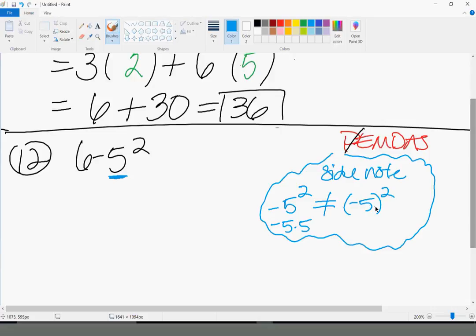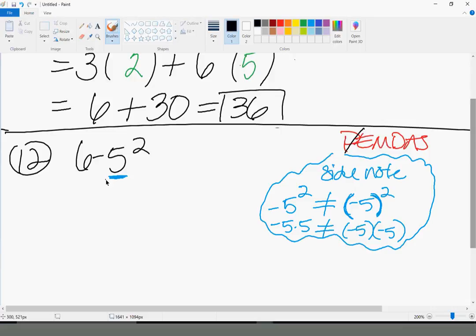Okay? What this is saying on the right is, the parentheses is directly to the left, so that means that what's in the parentheses is the base. So this is saying negative 5 times negative 5. And those are saying two very different things. Negative 5 times 5 is negative 25. Negative 5 times negative 5 is positive 25.